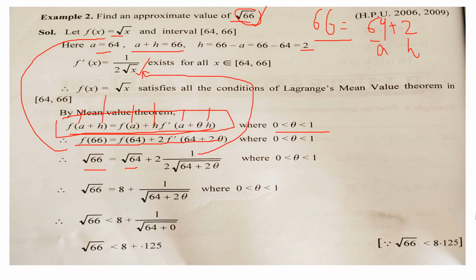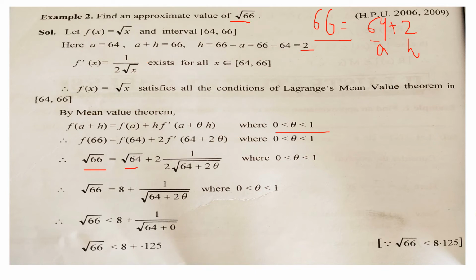Okay, so using all the values of A and theta from above, we get this simplified statement here. Root 64 is 8. Here we get this thing, theta lies between 0 and 1, so it is less than or equal to, as theta is greater than 0. So this is replaced with a 0 here. Simplifying, we will get this value.